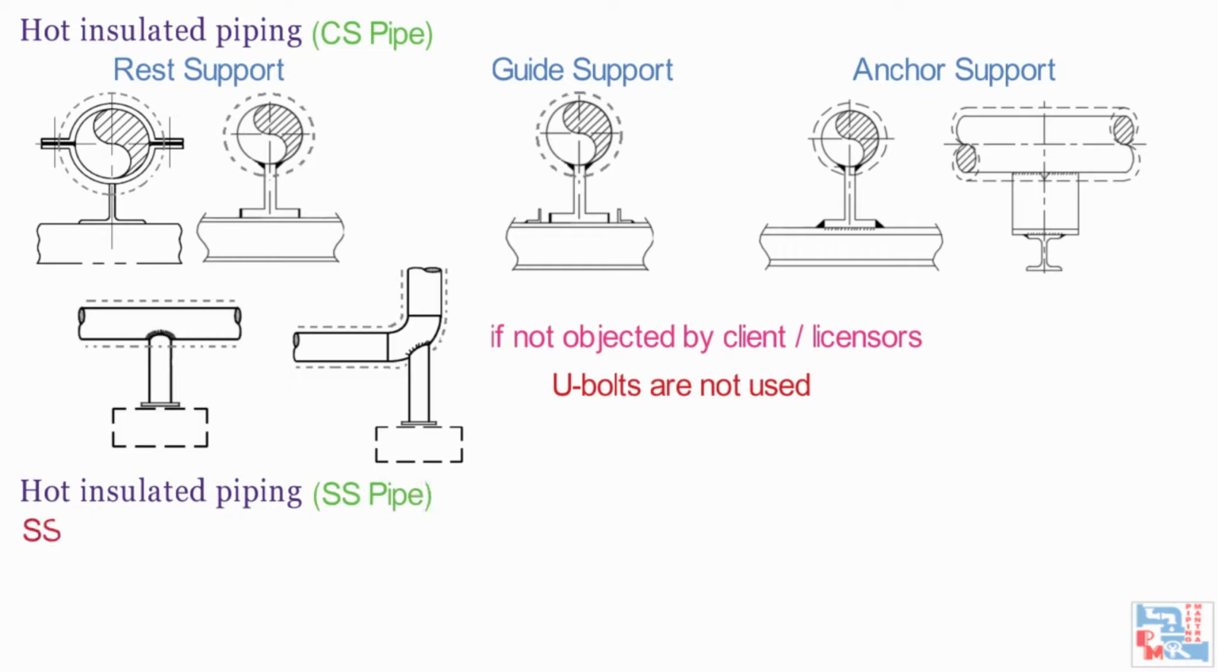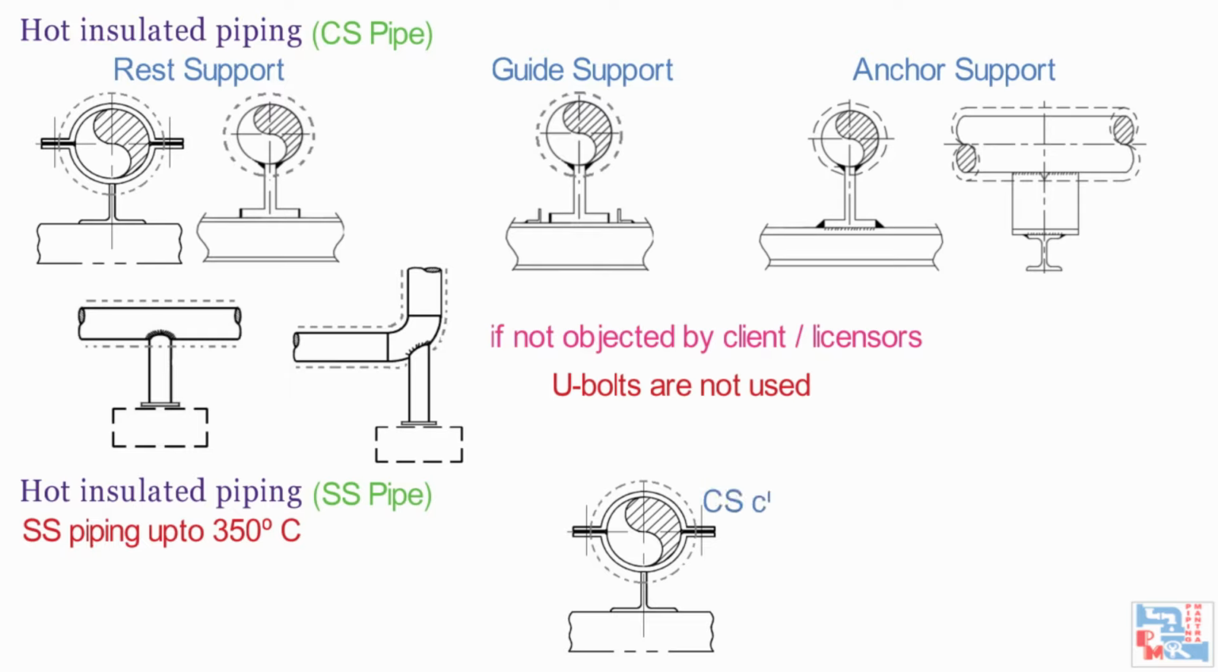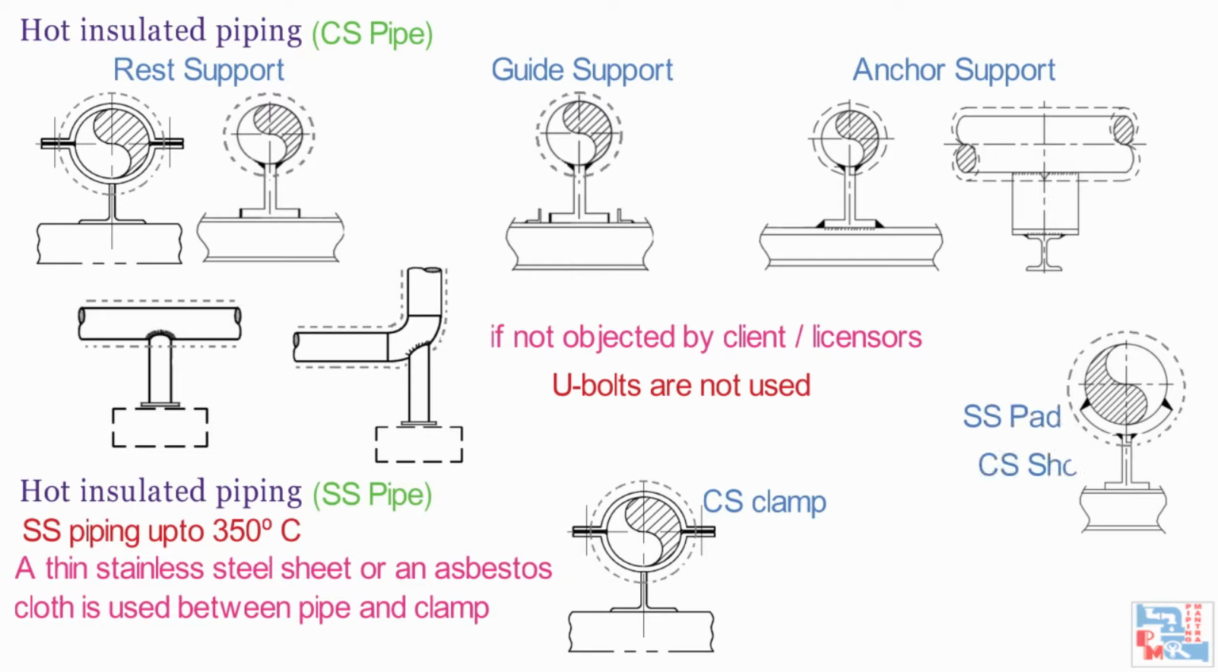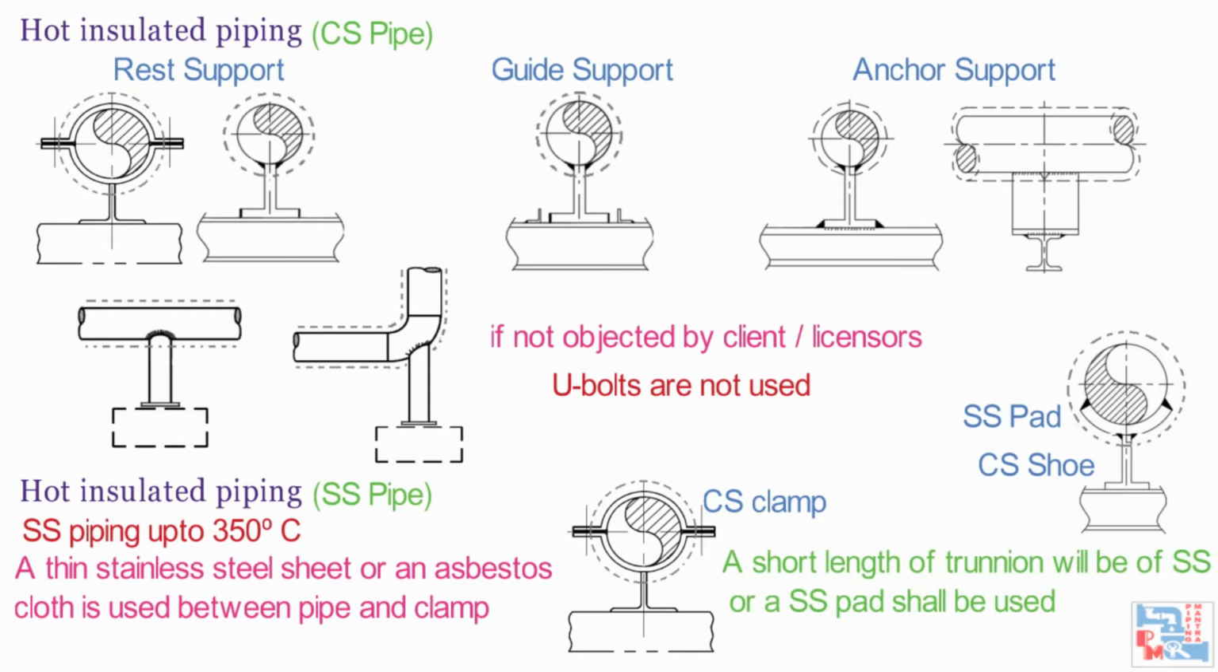Next is hot insulated SS piping. The hot insulated stainless steel piping, that is less than 350 degrees Celsius, will generally use shoe type supports of carbon steel with clamp. A thin stainless steel sheet or an asbestos cloth is used between pipe and clamp. When welded type shoe is required, then the pipe shall have an SS pad welded to the pipe. The CS shoe shall be welded to the SS pad. When trunnion is used, a short length of trunnion will be of SS or an SS pad will be used.